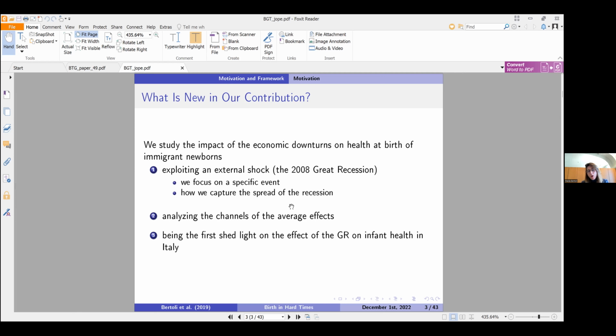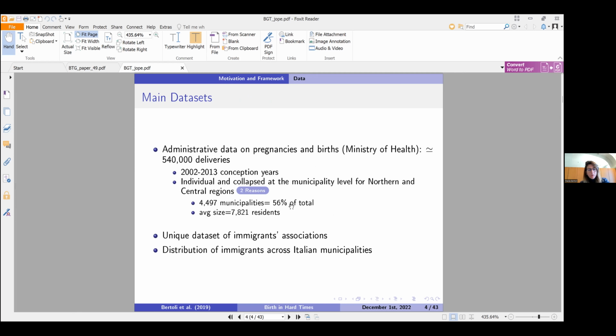We can rely on a quite detailed data set. We are working with individual data that comes from what we call the patient discharge record, which are collected and then provided to us by the Ministry of Health. So we have information on all babies that were born in the country, basically.